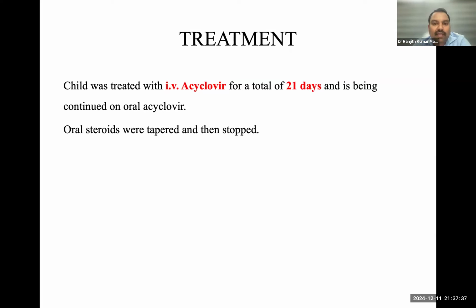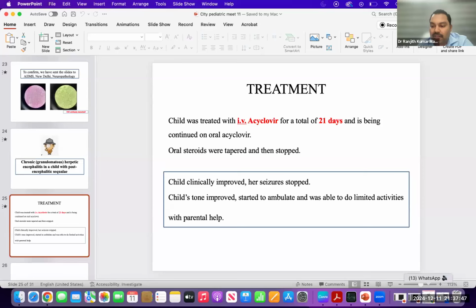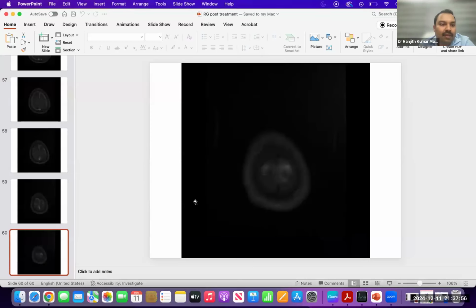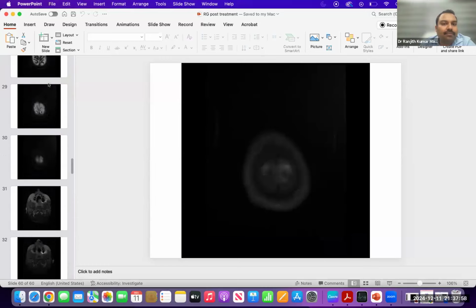And then the child was treated with IV acyclovir for 21 days, and then we continued oral acyclovir. Now the child is on 5 years of oral acyclovir, and oral steroids were tapered and stopped. So I will just show you the post imaging. This is the imaging done last year, nearly 2 years after the therapy.